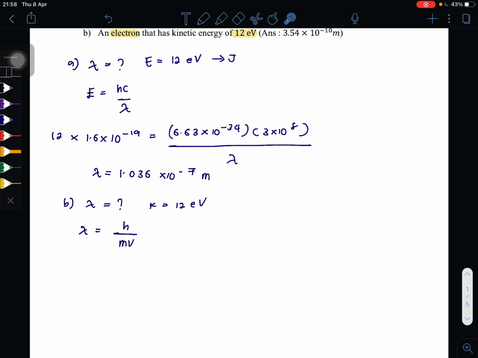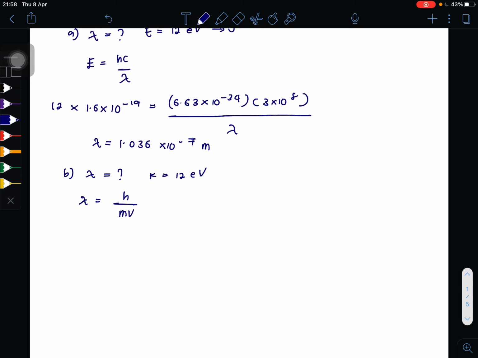So v here is velocity. Since we don't have the velocity, we need to find the velocity using this information, where we know that kinetic energy is half mv square. So using this formula, we need to find the velocity first.